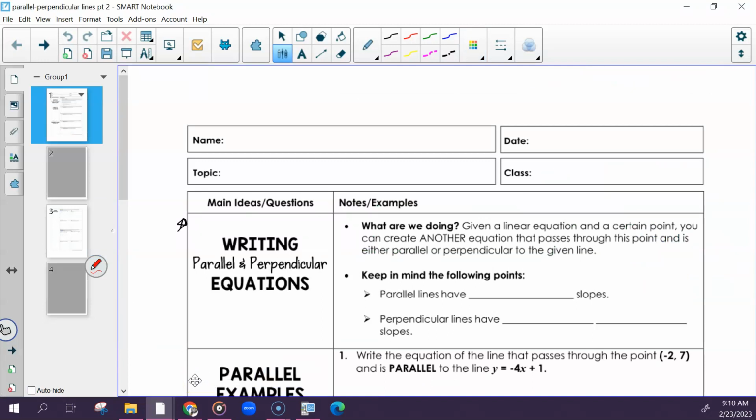I know you have a neither parallel perpendicular page. That's for you to practice. Go on to the next page.